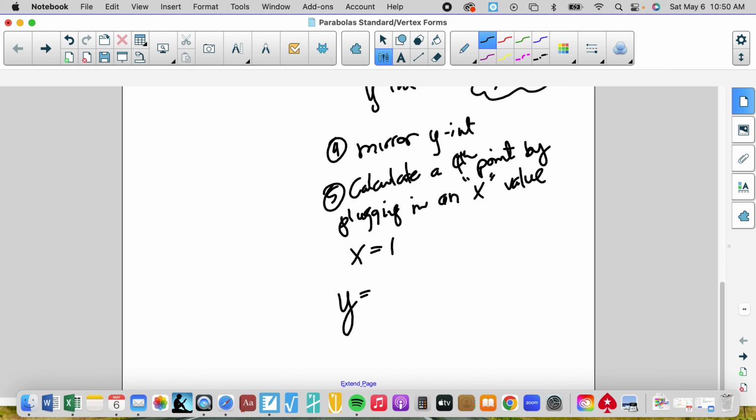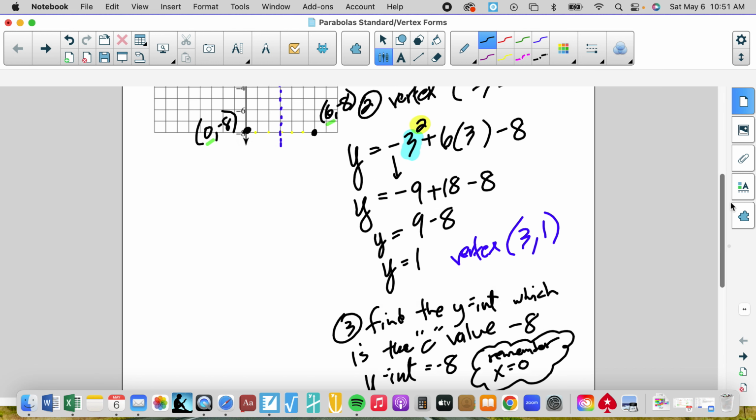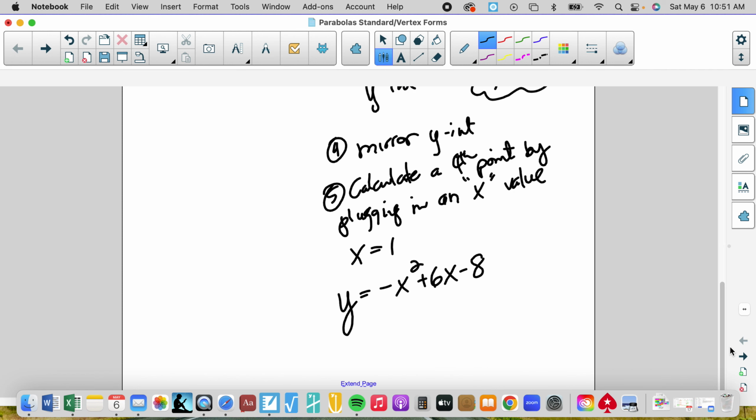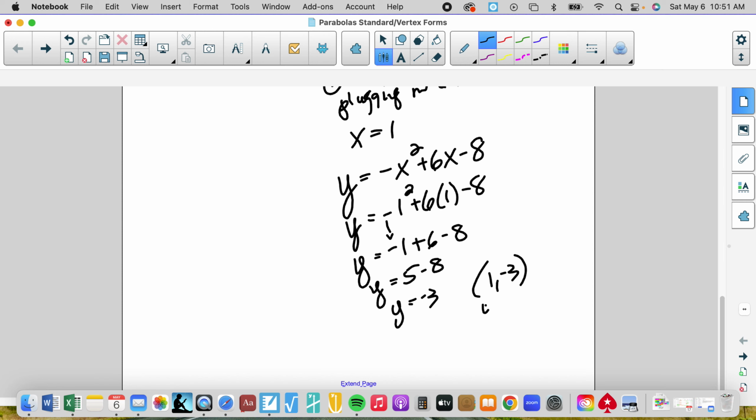So we have the equation y equals -x squared plus 6x minus 8, I think is the original equation. And I'm going to plug in 1 for x. So we get y equals the opposite of 1 squared plus 6 times 1 minus 8. 1 squared is 1, and then the opposite, I bring down that negative, plus 6 minus 8 gives me 5 minus 8 gives me -3. So when I plug in 1, I get -3 as my 4th point.